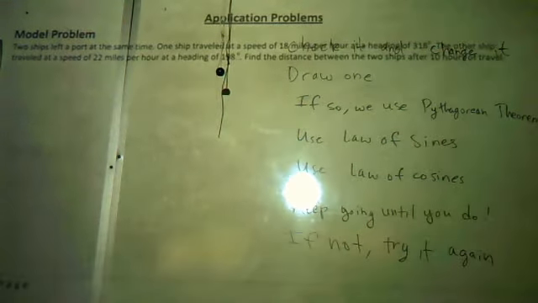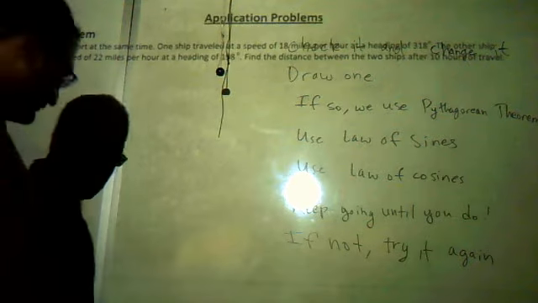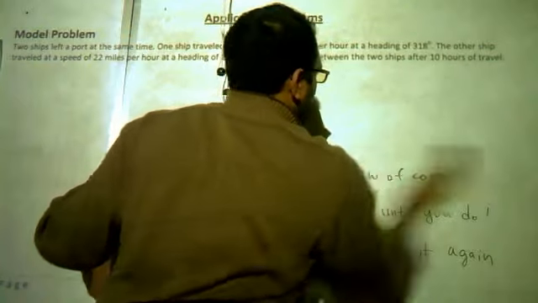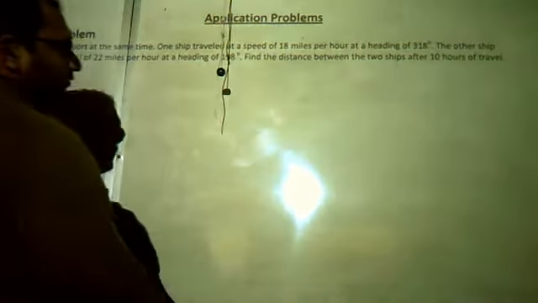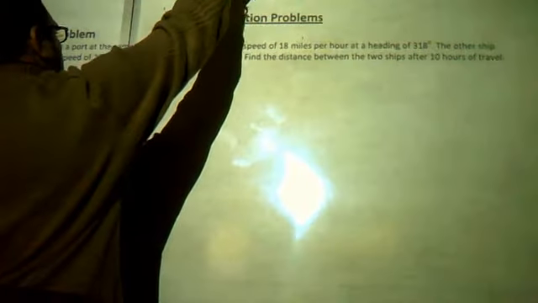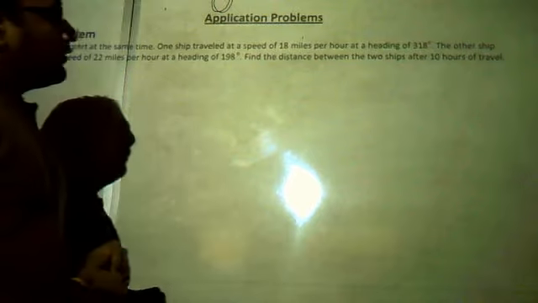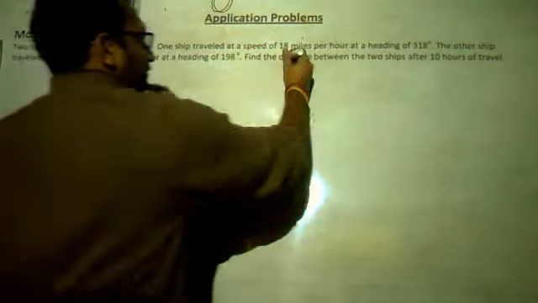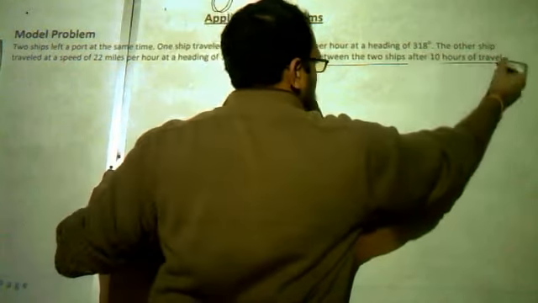Model problem. The model problem reads, two ships left a port at the same time. One ship traveled at a heading of 318 degrees. The other ship traveled at a speed of 22 miles per hour at a heading of 198 degrees. Find the distance between the two ships after 10 hours of travel. So what are we looking for? We're looking for the distance between the two ships after 10 hours of travel.